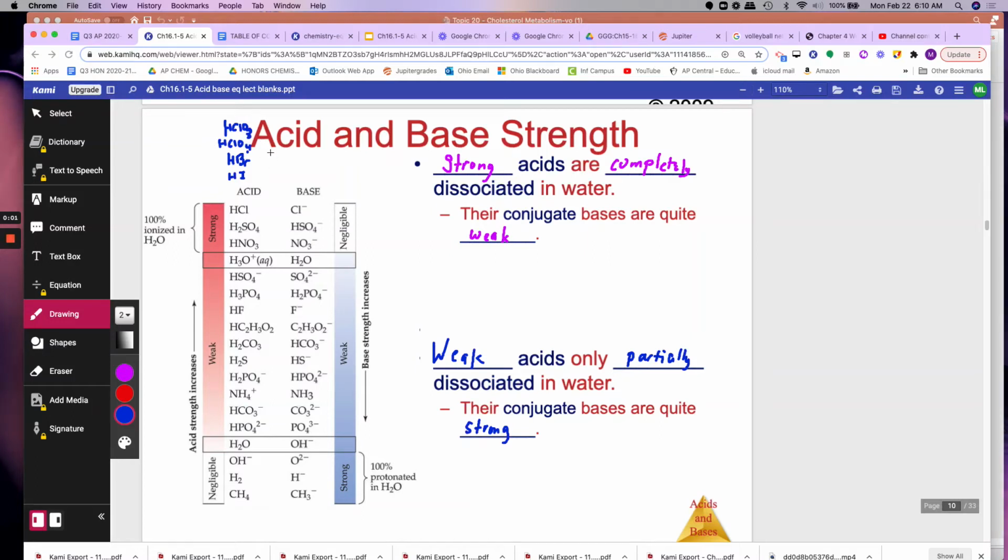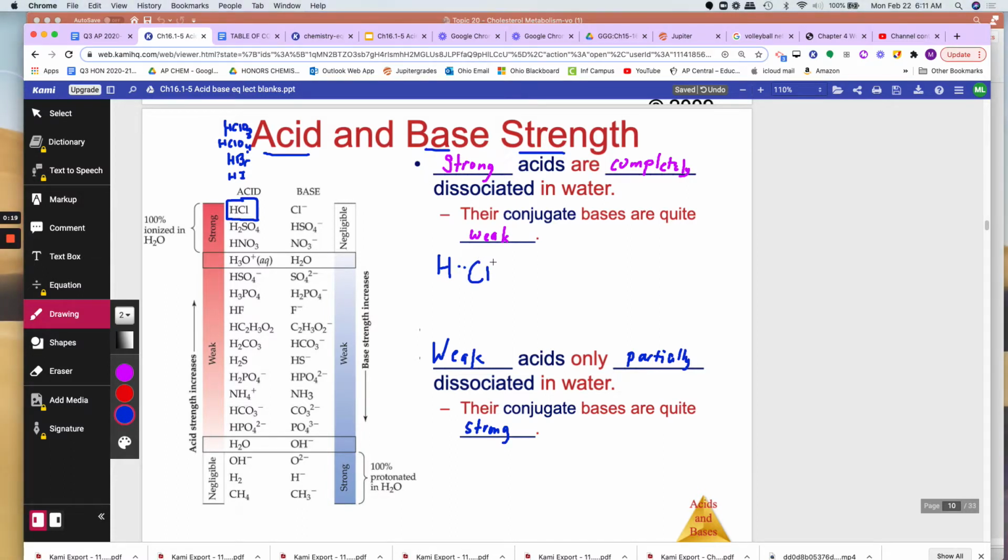Let's talk about acid and base strength. So, strong acids are completely dissociated in water. Okay, so this means if HCl is a strong acid, it looks like this. This is the Lewis structure. That means the Cl will pull electron density away from the H, and all of the H will dissociate into H plus, and Cl minus will be left.